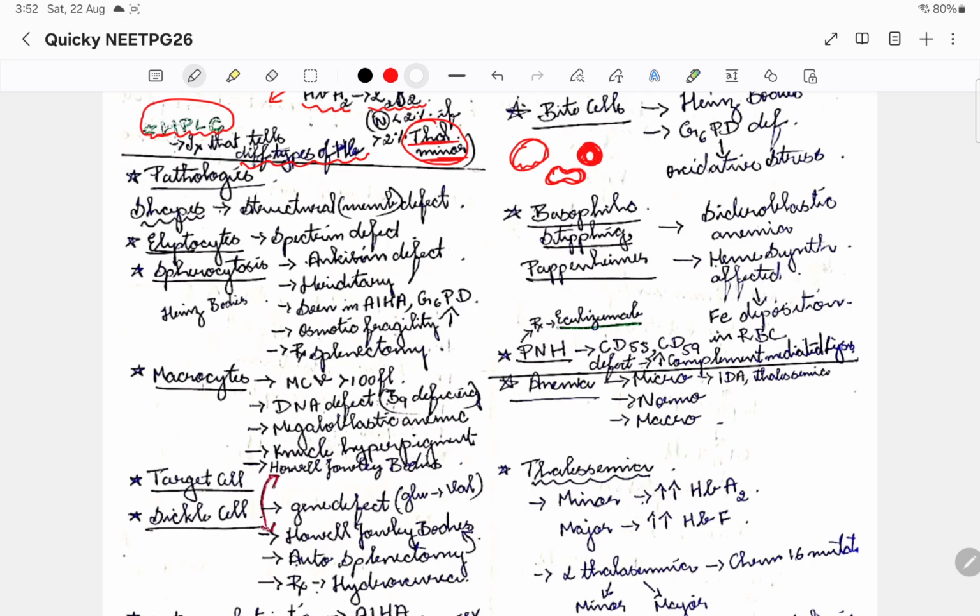Okay, so this is how an RBC would look normally. All the RBC abnormalities are based on abnormal structures. It would look something like this, and one by one we'll discuss. Okay, these are the RBC abnormalities.